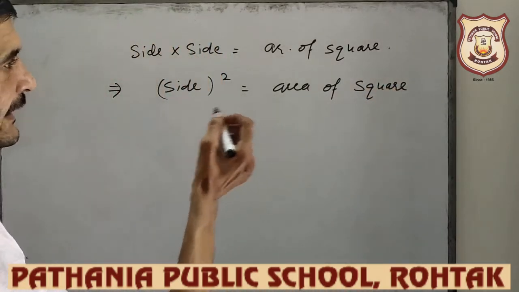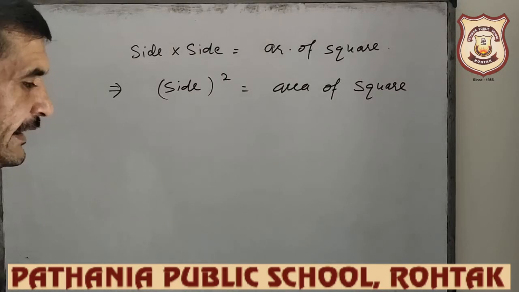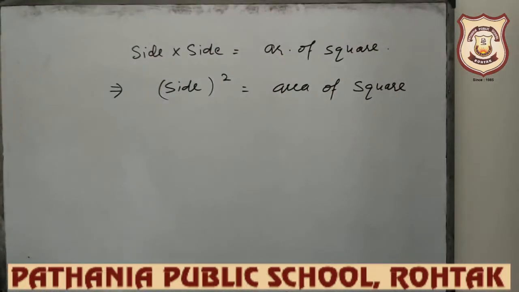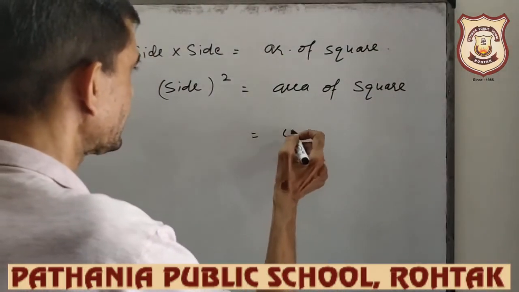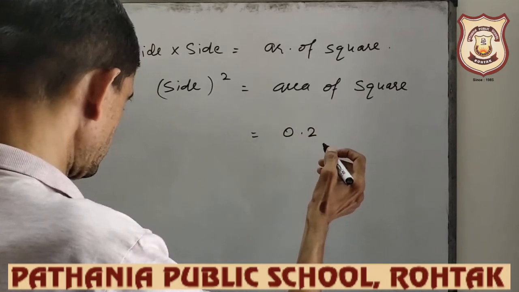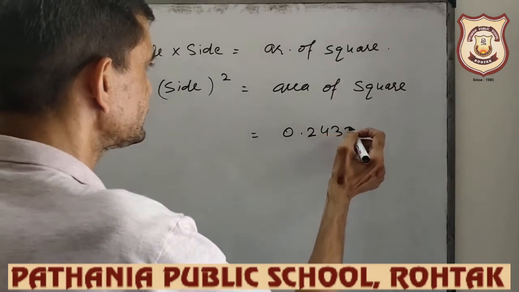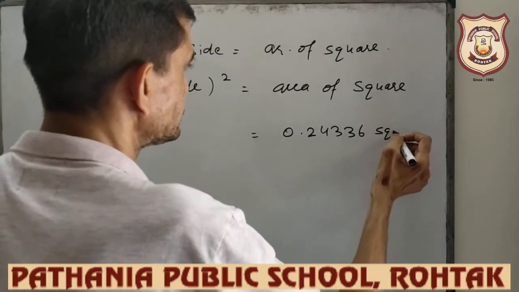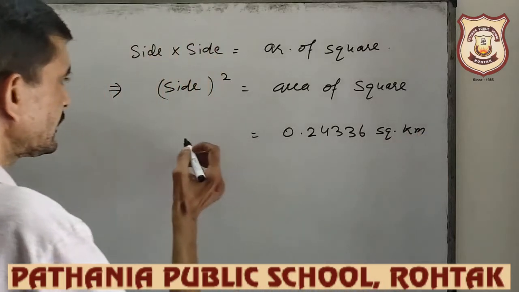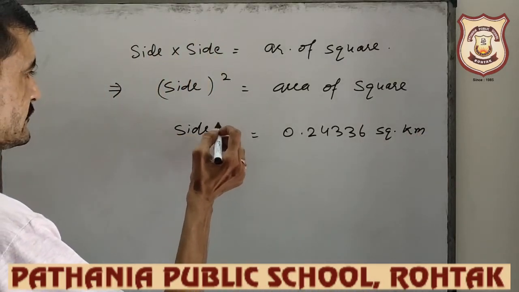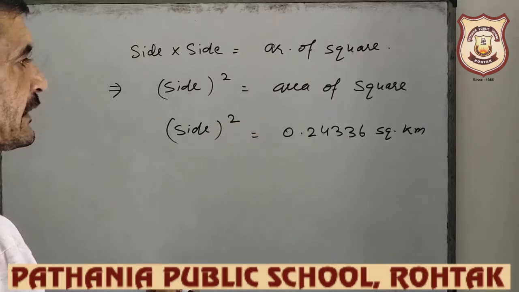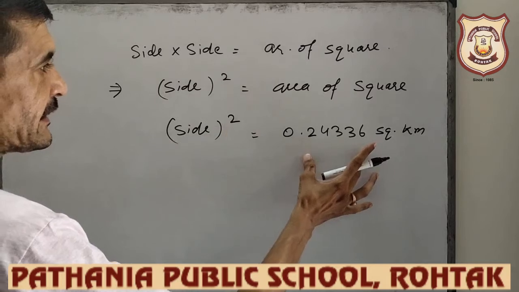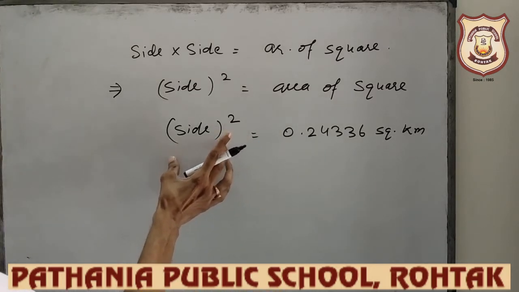So we have to find the side. Area is given. What area is given? 0.24336 square kilometer. That is, side square is equal to this. Now I have to find the side. Side square is given, I want to find the side.